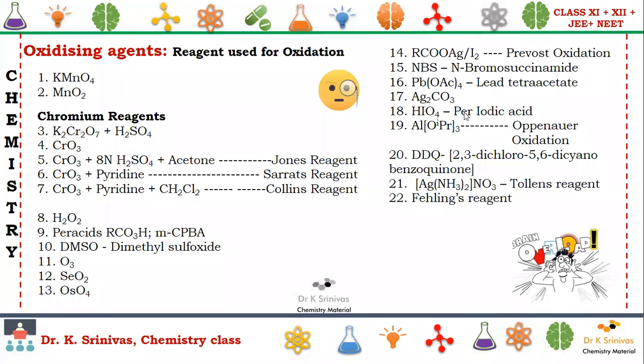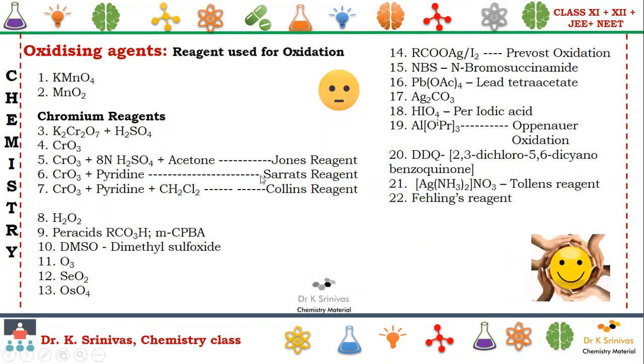So if you have a proper systematic plan, then you will feel that we are very happy with this field. Now let us try to understand. In total we have approximately 22 important reagents, which we wrote. First one is potassium permanganate. This is manganese dioxide. Next, chromium reagents.